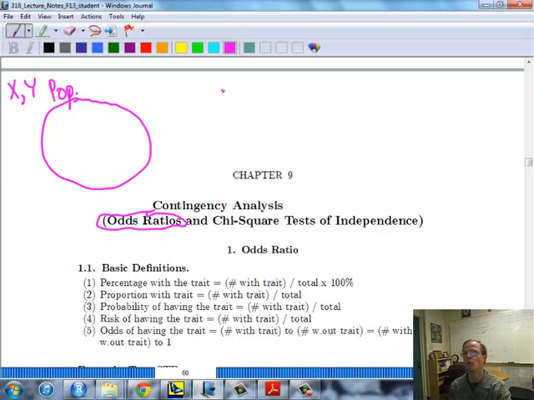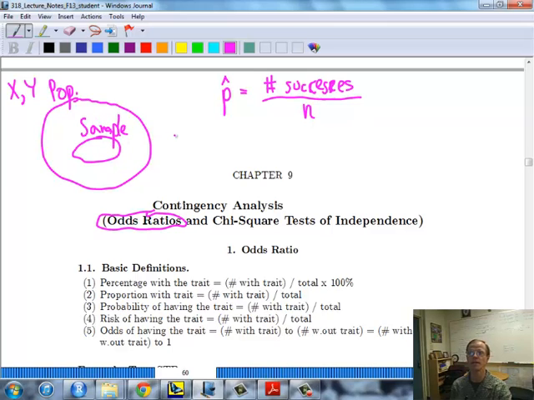So we're going to often be interested in things like estimating the proportion, which will be the number of successes out of the total number in the sample. So when I take out my little sample here, then I'm counting the number with whatever trait, and then I divide it by n.